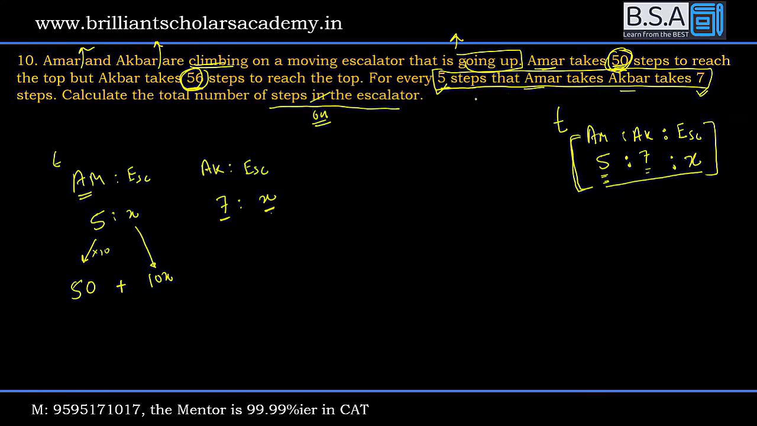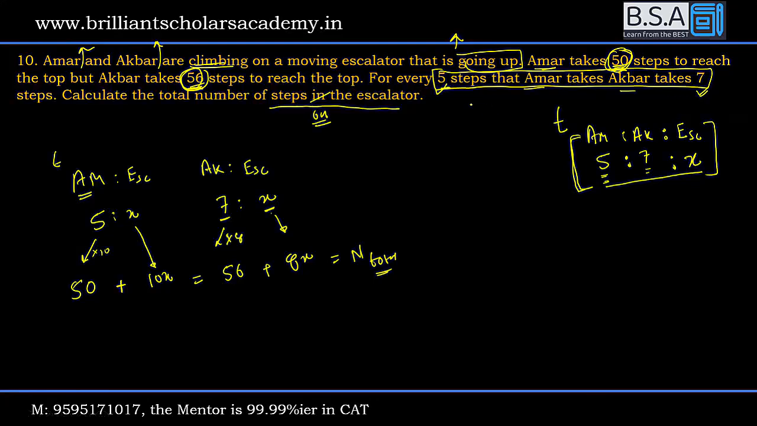Now how much is Akbar actually traveling? 56. So how do you convert that to 56? 8 times. Escalator will travel 8x. ये दोनों ही steps किसके बराबर हैं? Total के बराबर. And your job is done.